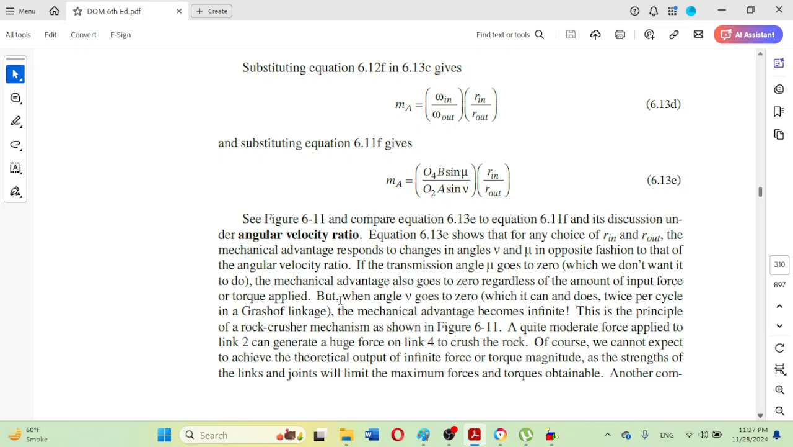But when angle v goes to 0, in this case, as we can observe, the denominator will be 0, so the mechanical advantage will be infinity, meaning undefined or very large.